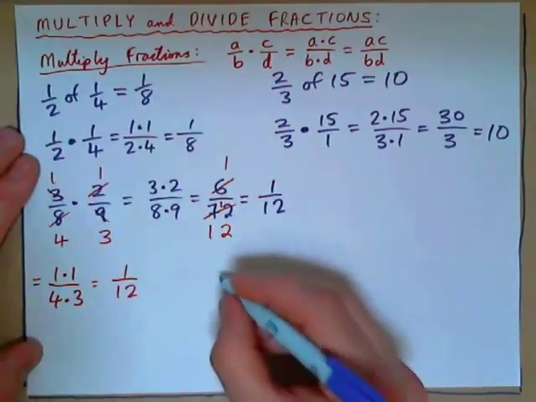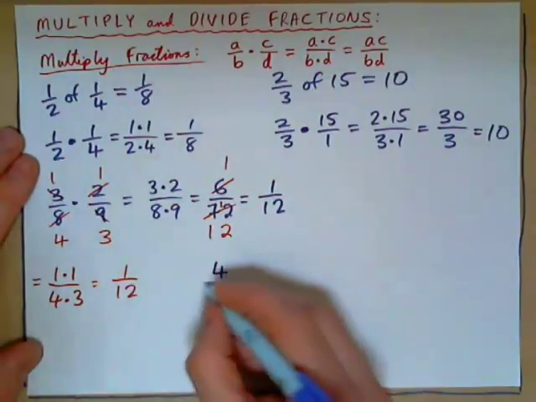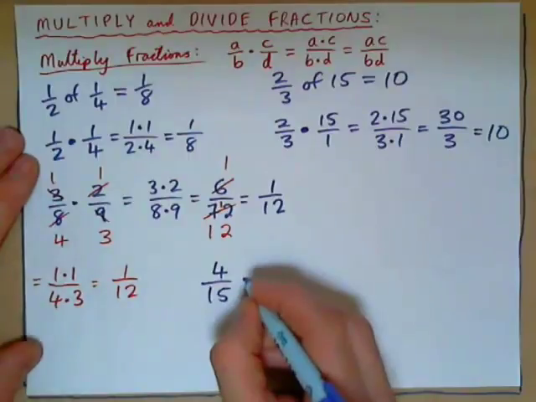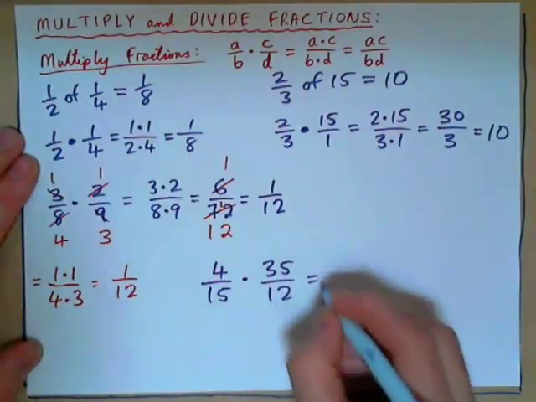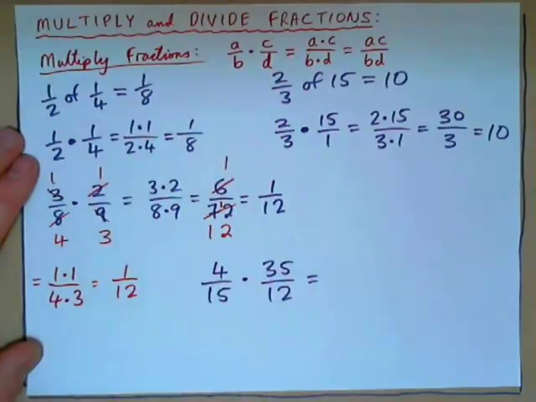Okay, so you try another one now. 4 over 15 multiplied by 35 over 12. Same thing. We can multiply the numerators and then multiply the denominators and divide, but that looks like a lot of work. How about we cross cancel first?